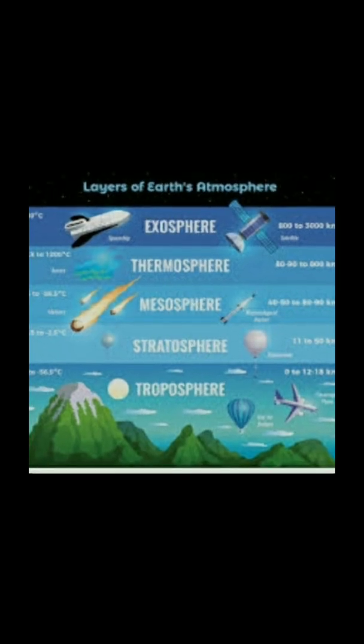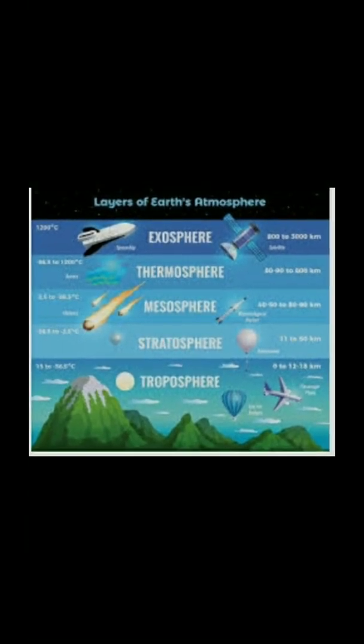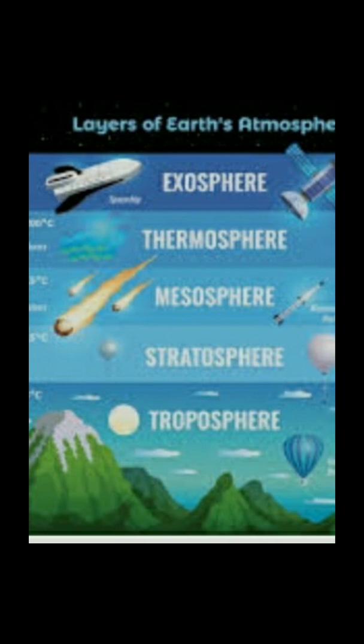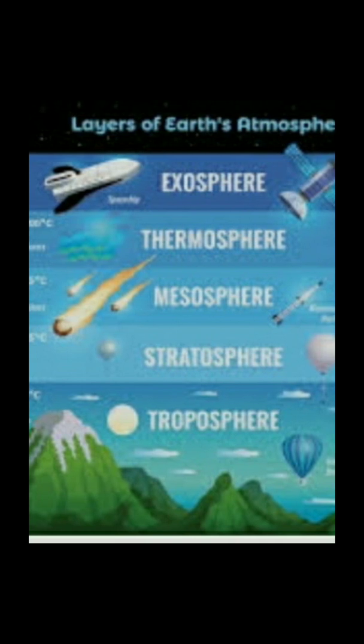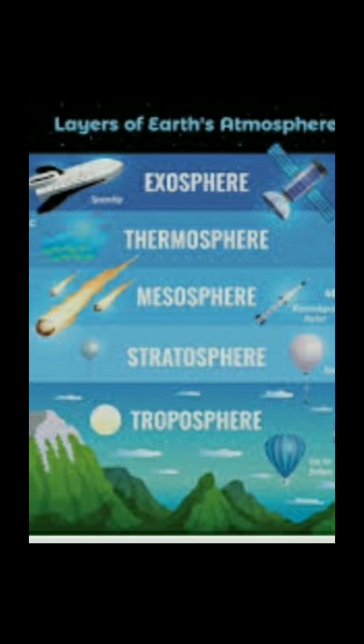Here the temperature falls to about minus 100 degrees Celsius at the mesopause, which is the upper limit of the mesosphere. I think you get that point. That is why you can see meteors coming here. Due to such a cold temperature of minus 100 degrees Celsius, meteors get burned here, and hence this layer protects us from incoming meteors.